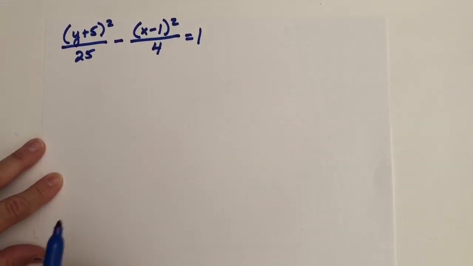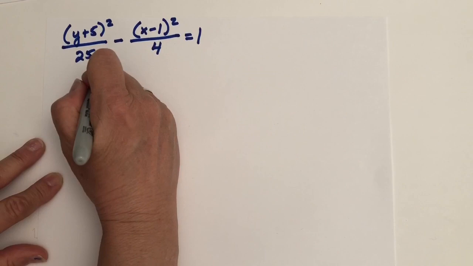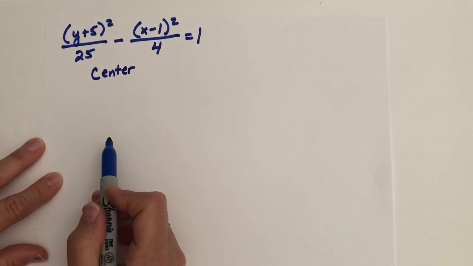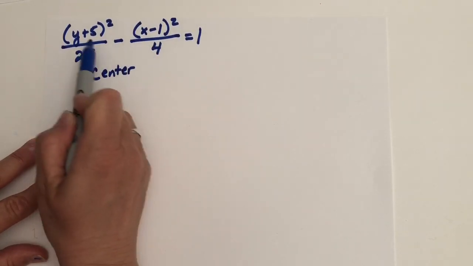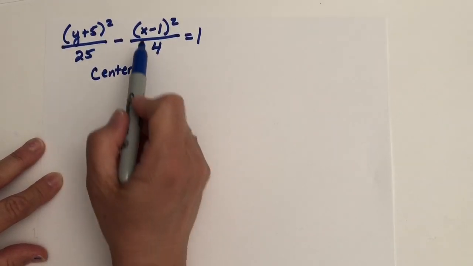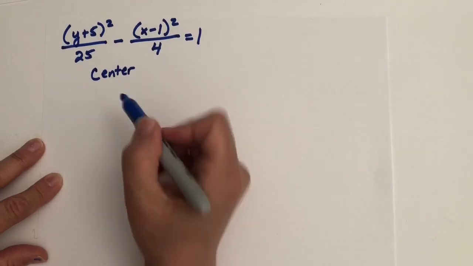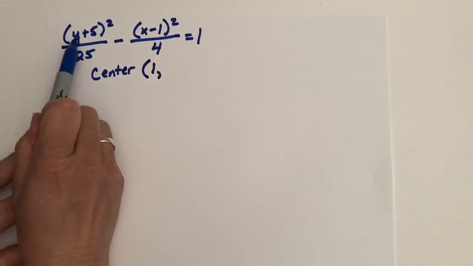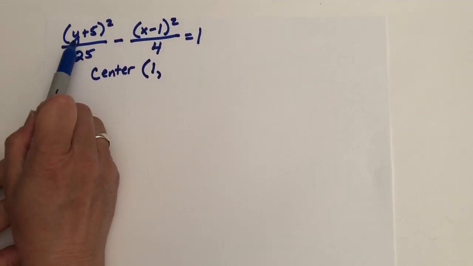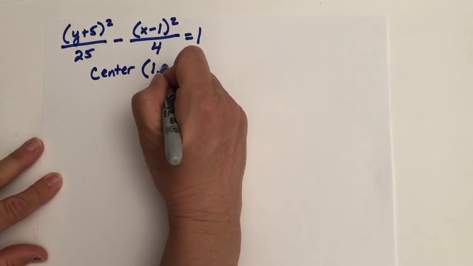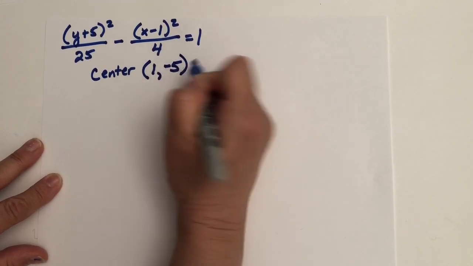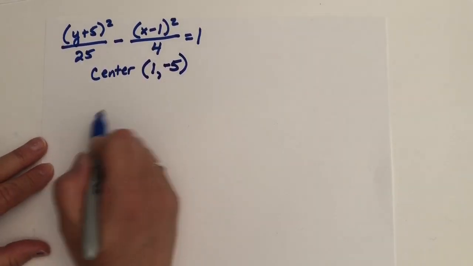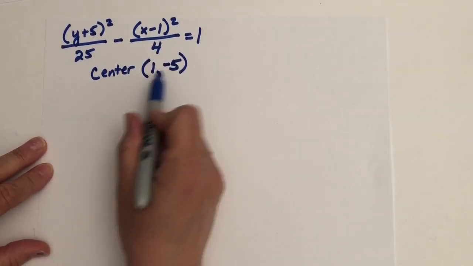So let's start with the center. Remember, the x coordinate of the center will be with the x, and the y coordinate will be with the y. So it's x minus the x coordinate, so my x coordinate is 1. And it's y minus the y coordinate, so that's really y minus negative 5. So my y coordinate is negative 5. So let's see, we're going to have the center at 1, negative 5.